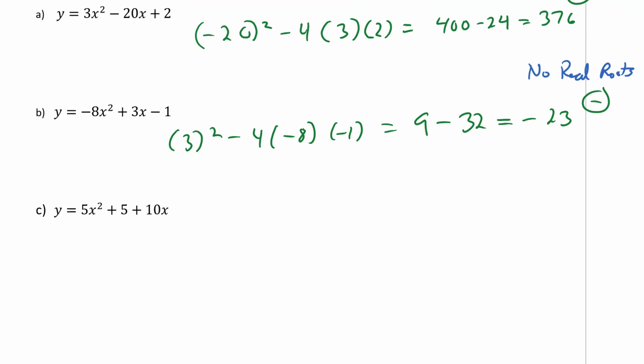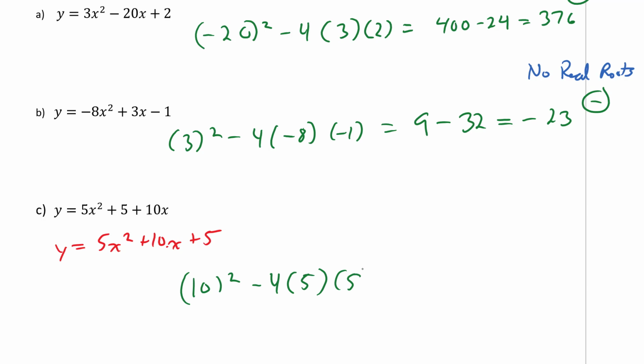Finally, with C, double check here. y is equal to 5x squared plus 10x plus 5. How many of you didn't do that properly? Always double check to make sure they're in the right format. We'll sub this in now. And we get this equal to 0. So this is equal to 0. Therefore, there is one real root.